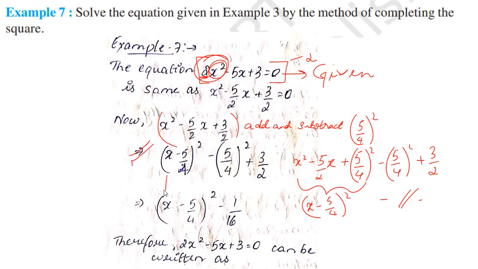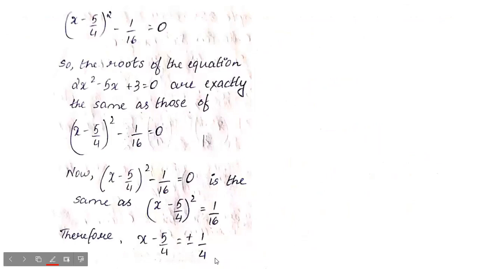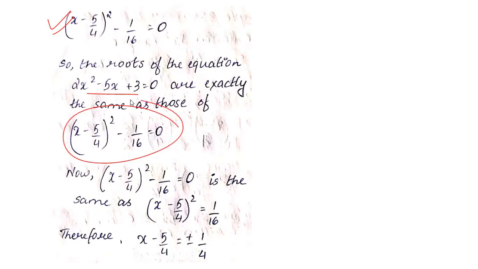Later on, carry this part down below as such. Then simplify this. Upon simplifying, we get this as the step. Done. Therefore, this is the quadratic equation, which can be rewritten in this form. So the roots of this equation and the earlier equation are the same.